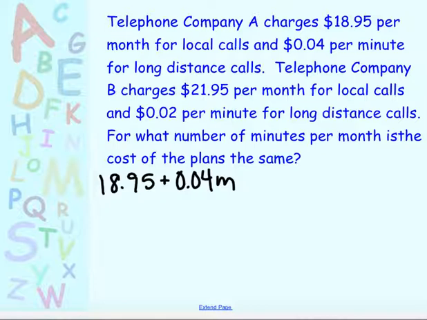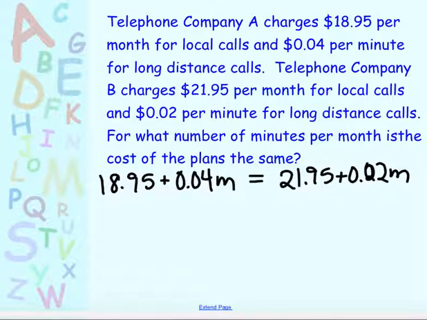Telephone B charges $21.95 a month and 2 cents per minute. So we say $21.95 plus 0.02 a minute. That's telling me the total cost for the month, okay, depending on how many minutes of long distance I use. And then it says, for what number of minutes per month is the cost of the plans the same? So if we want these plans to be the same cost, I want them to equal each other, which means I have variables on both sides, and we're going to follow the steps to be able to solve this.